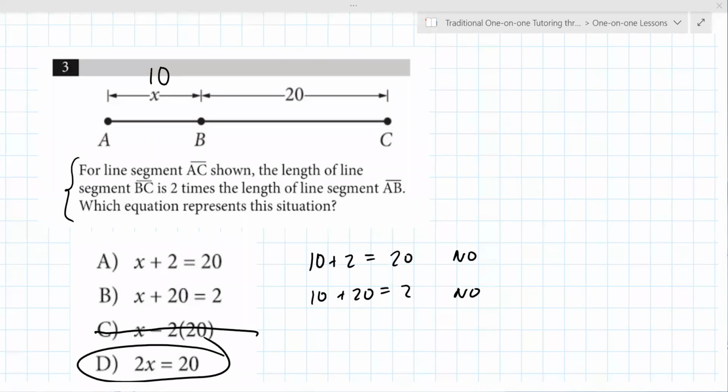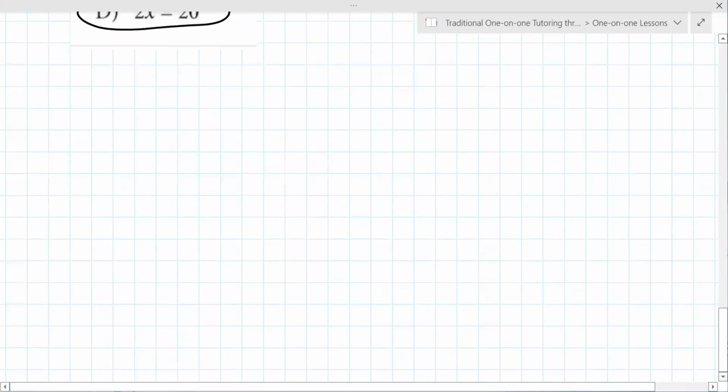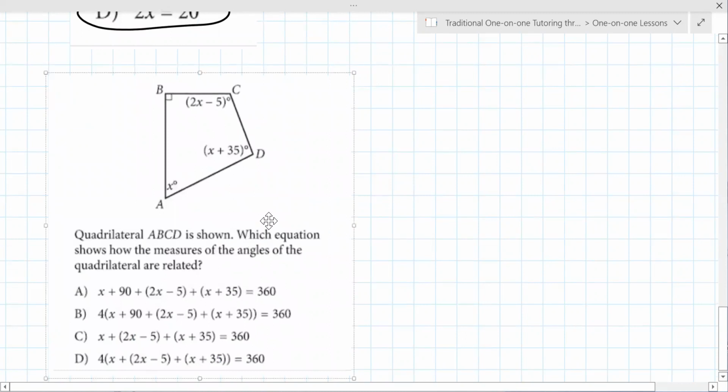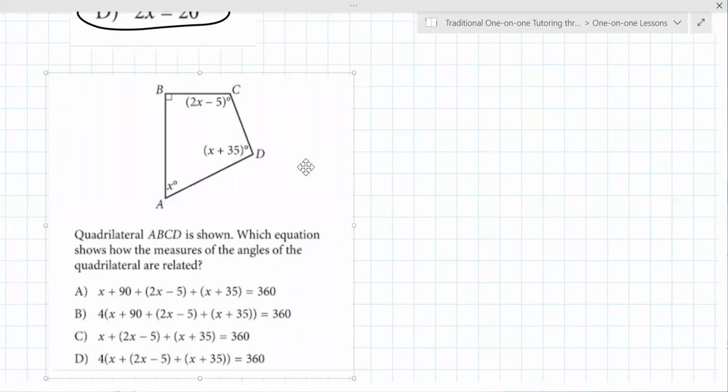Let's have you look at this one. I'm realizing now that these geometry ones are really tough in this format because you really need to have this right in front of you, either printed out, but we'll do the best here. This one doesn't require that. Go ahead and read this problem and see if you can come up with the correct answer. Quadrilateral ABCD is shown. Which equation shows how the measures of the angles of the quadrilateral are related?